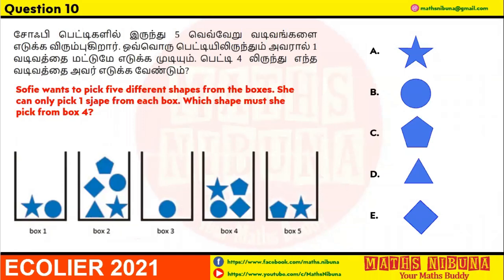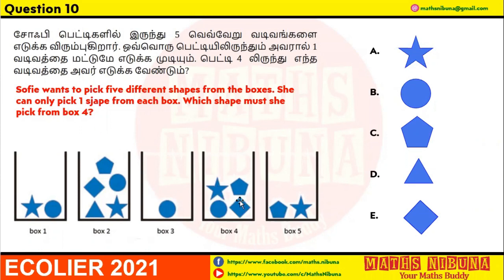Okay. Question number 10. Sophie wants to pick 5 different shapes from the boxes. Okay, we have 5 different shapes. We have a star, we have a circle, we have a pentagon. This one we call pentagon, 5 sides. We have a triangle, we have a square. Okay, all is inside here. Okay. Which shape must she pick from box 4?